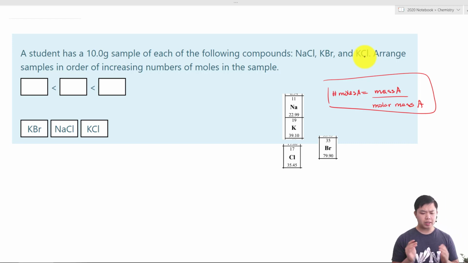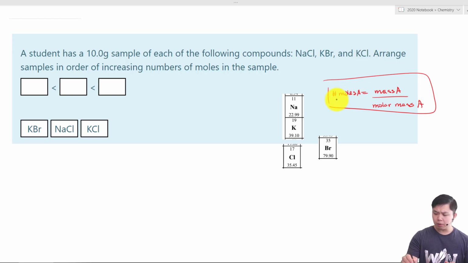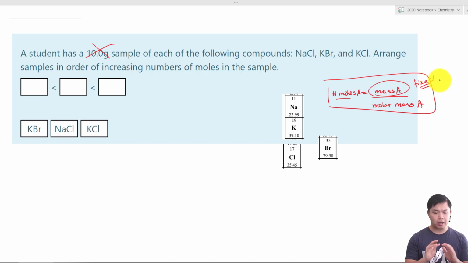So let's look at this right here. We look at the number of moles, and how is that related in terms of 10 grams of sample? That 10 grams is just there to trick you. It doesn't matter how many grams of the sample you have. The key is that this one stays the same. So this one is fixed. The key part that allows us to determine the number of moles is, of course, this one.